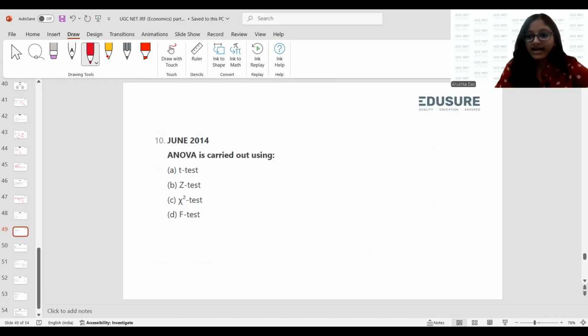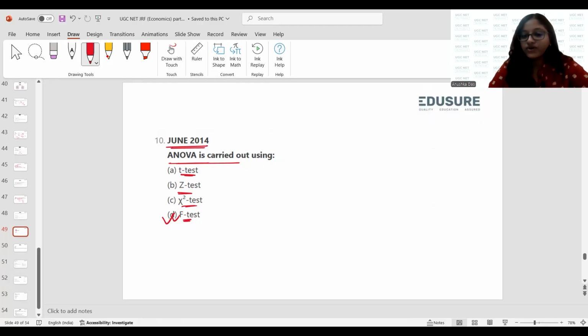Now, the next thing which I have explained just a few questions back, that June 2014, ANOVA is carried out using what? ANOVA is carried out using F-test. T-tests are basically used when the population variance is not known and you are working with small samples. Z-test is used when you are working with large sample, population variance is known. Chi-square test is used, as I have told you, for categorical variables. When you are trying to find out the association between categorical variables, you use chi-square.